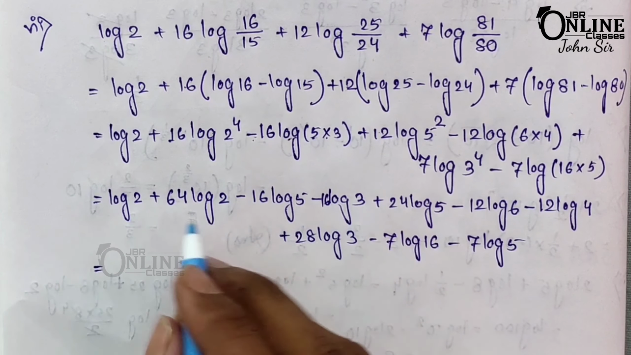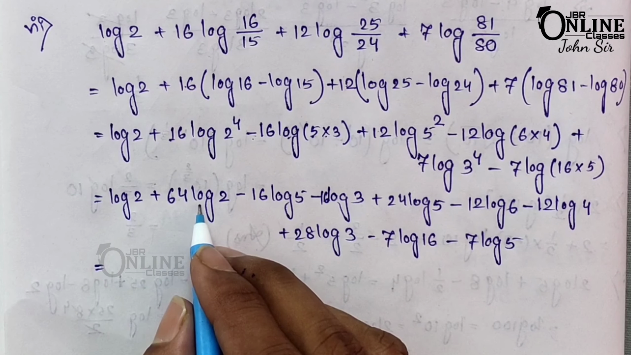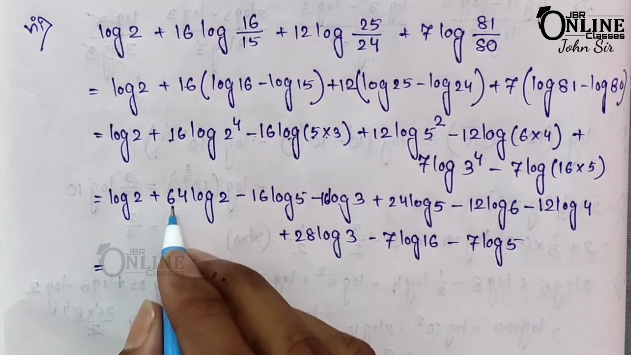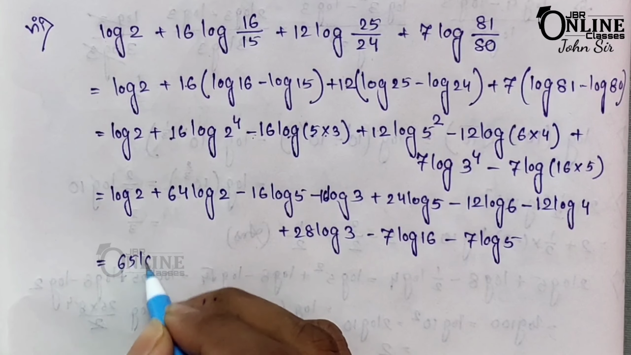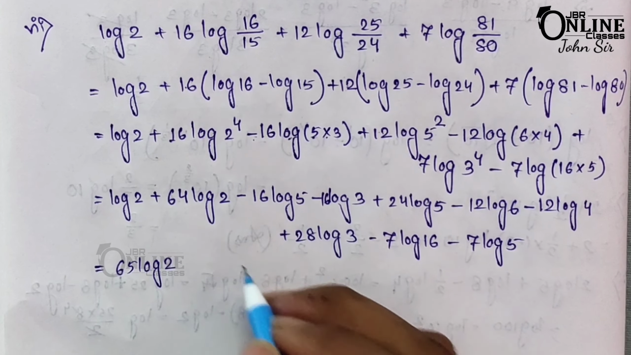Okay, now the next one, here log 2, here also log 2. So 64 and this one 65. So 65 log 2. Clear?